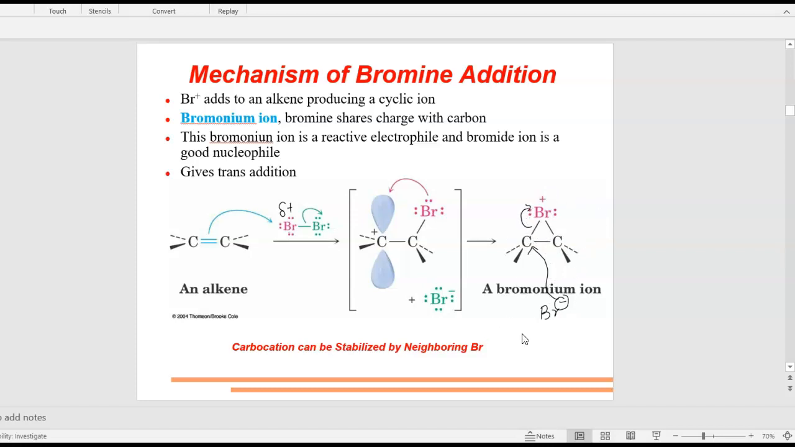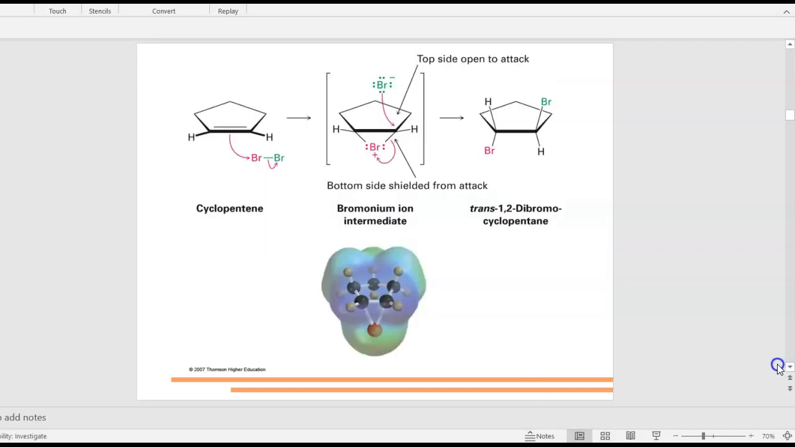So that's why we end up in a trans product. Okay, so this can be better illustrated by this cyclic ring example. If you look, the one Br species blocks one side of the ring, so the other Br has to attack from the top side, as a result of which you get the trans product.